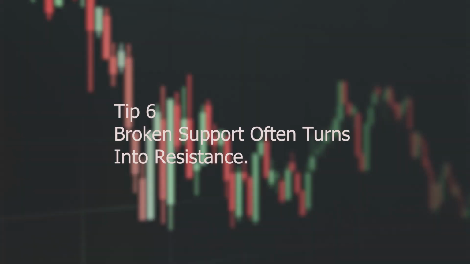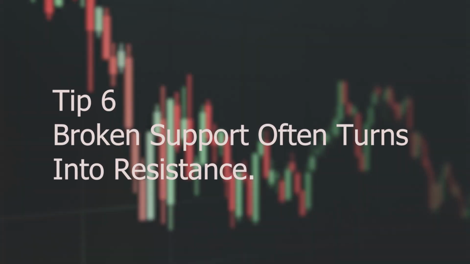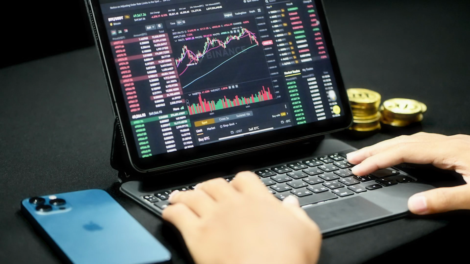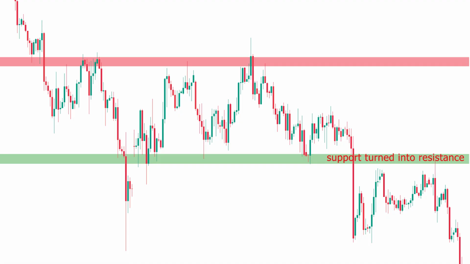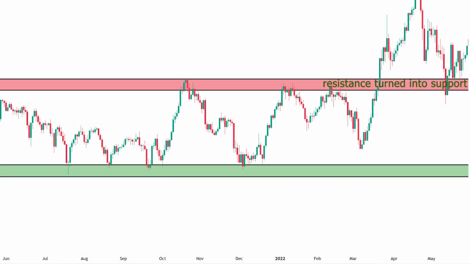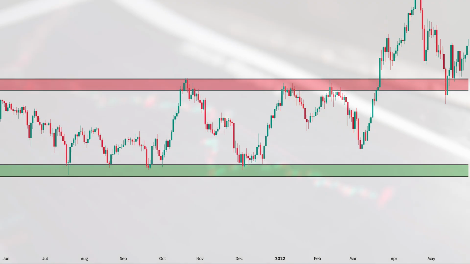Tip 6. Broken support often turns into resistance. This is one of the most important concepts in technical analysis. When a support level breaks to the downside, it often becomes resistance when price pulls back. And the opposite is also true. When resistance breaks, it often becomes support during the pullback. This concept is called role reversal, and it's a core principle in price action trading.